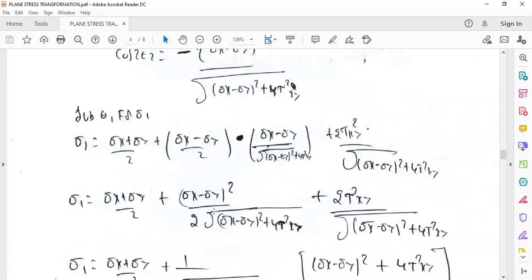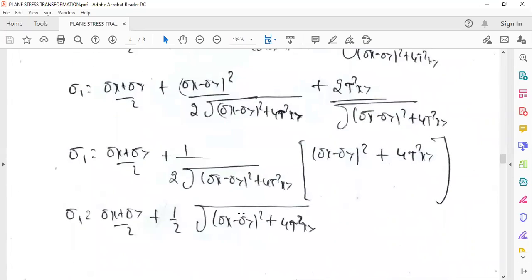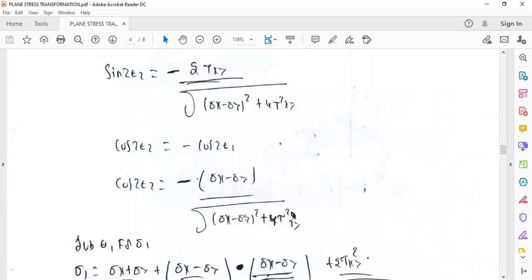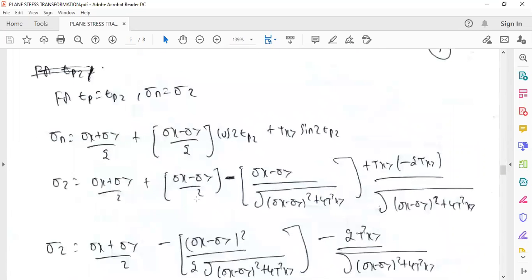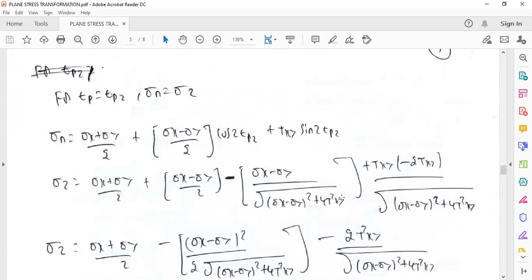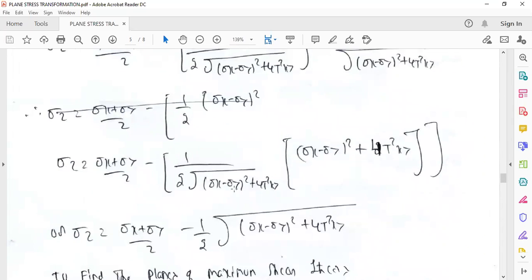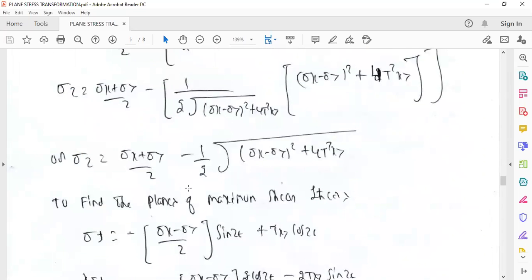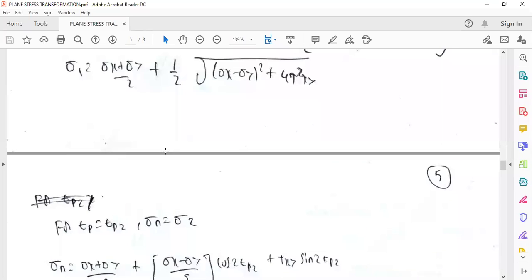So what I did: I got the values of sin 2 theta 1 and cos 2 theta 1 and substituted them in this sigma n expression. Similarly, I know the values of sin 2 theta 2 and cos 2 theta 2. I will substitute once again in my sigma n term, cos 2 theta p2 and sin 2 theta p2. Since I substitute, I can take minus common throughout; the 1 by 2 root simplification remains the same. Only thing is, in sigma 1 and sigma 2, this is very important, because in your machine design you will be working on this.